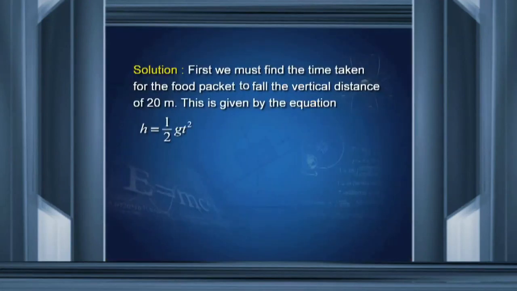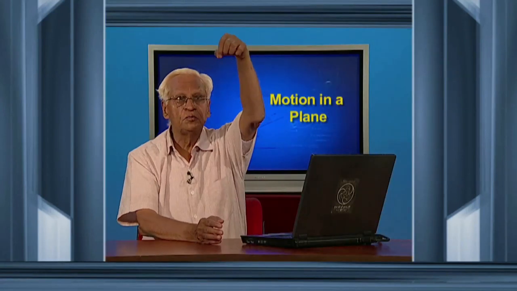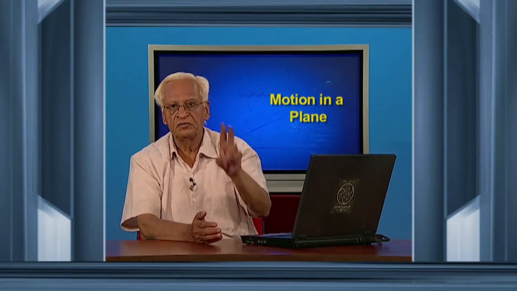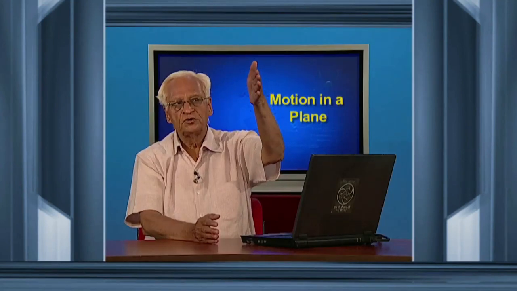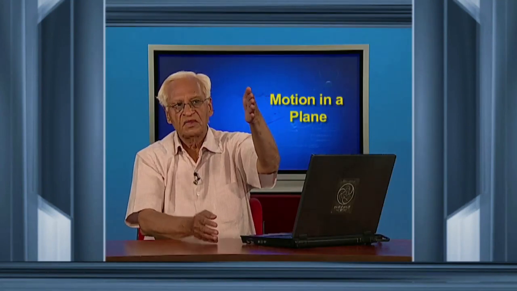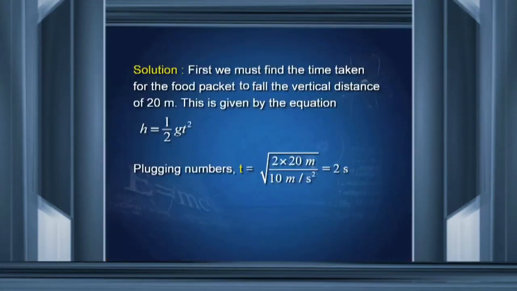First, we must find the time taken for the food packet to fall the vertical distance of 20 meters. This is given by h equal to half g t square. So, plugging the numbers, we get t equal to 2 seconds. So, it will take the food packet 2 seconds to travel a distance of 20 meters along the vertical direction. We want that the helicopter should release this packet such that in 2 seconds it covers a horizontal distance also of 20 meters, so that it falls in the boat itself.